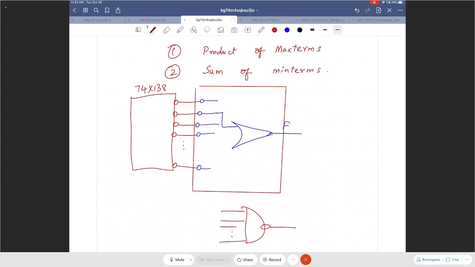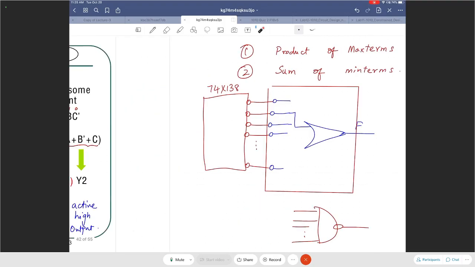If it was an active high chip, we can use an OR gate. Yes, if it was active high, then you have min terms, and then you can use an OR gate. But if you have active low outputs, those are max terms. And if you want to sum them, you have to first convert things into min terms. After you convert things into min terms, you have to put them through an OR gate, which is essentially the same thing that we did using a NAND gate, right? That's what we had here.